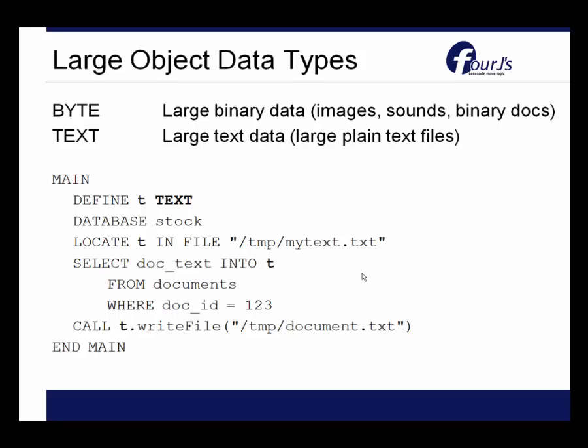The next category is large object data types. There's two types: byte, which is for large binary data such as images and sounds, and text, which is used for large text data such as documents. In this example, what you see is the text data type being used to define a variable called t, and we're retrieving from the database a file into that variable, which we have used the locate keyword to specify that it's going to be in the file /temp/mytext.txt, and then we're simply using another method at the bottom there, t.writeFile, to write that document out to another file, document.txt. You can use the free keyword to free up the space allocated for a large object variable.